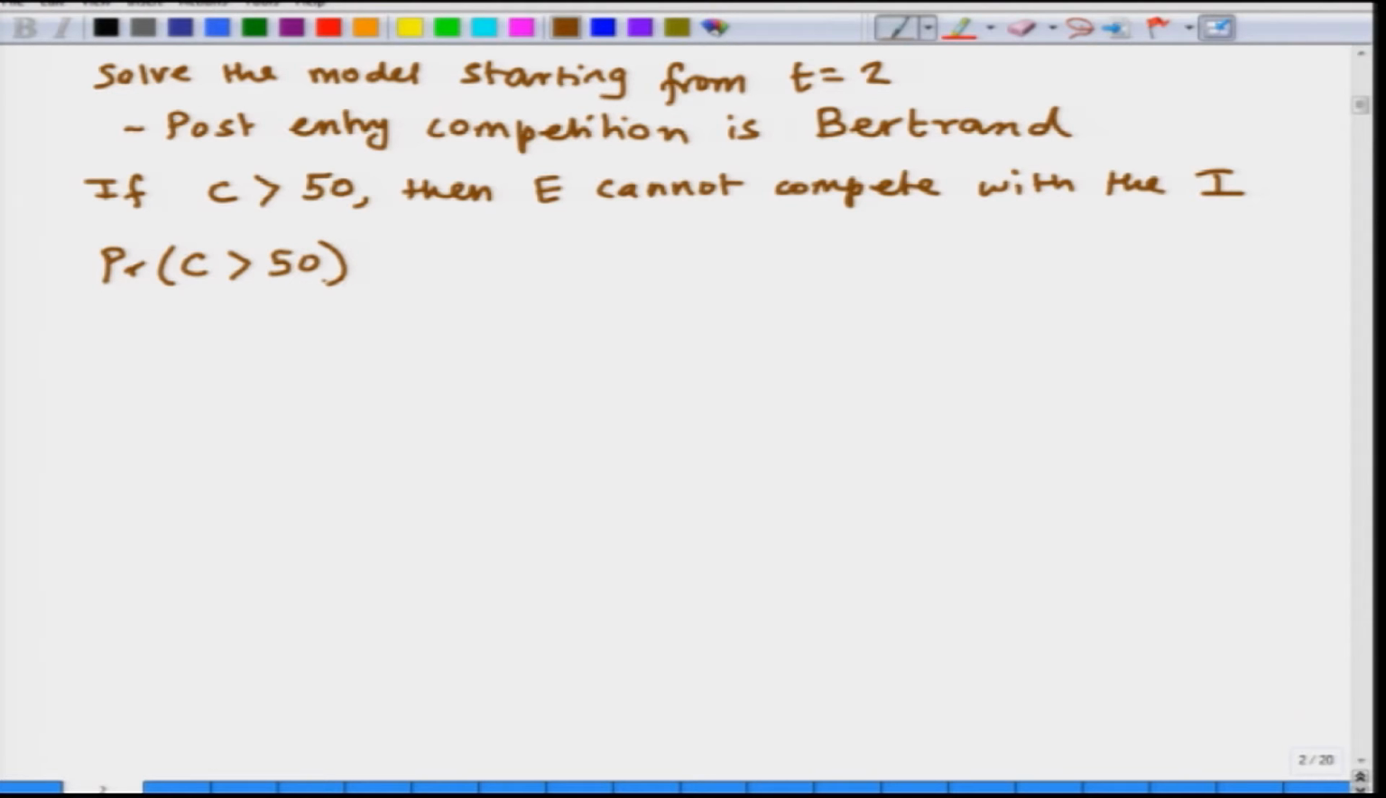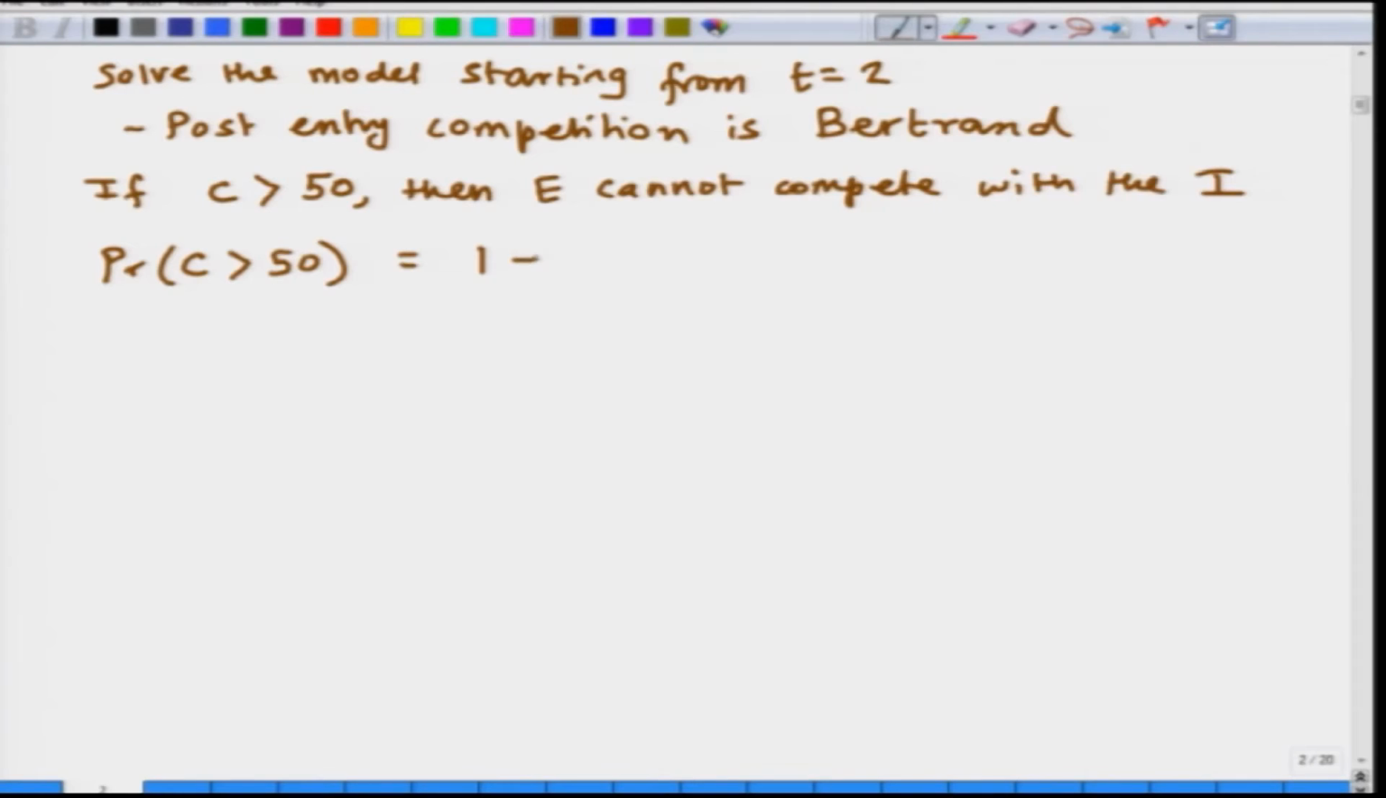So, why are we interested in this? Because this essentially tells us that with probability C greater than 50, the entrant is not going to enter the market. The reason the entrant will not enter the market is because in such a case the entrant knows that it will not be able to compete with the incumbent. So, it is better off not entering the market at all.